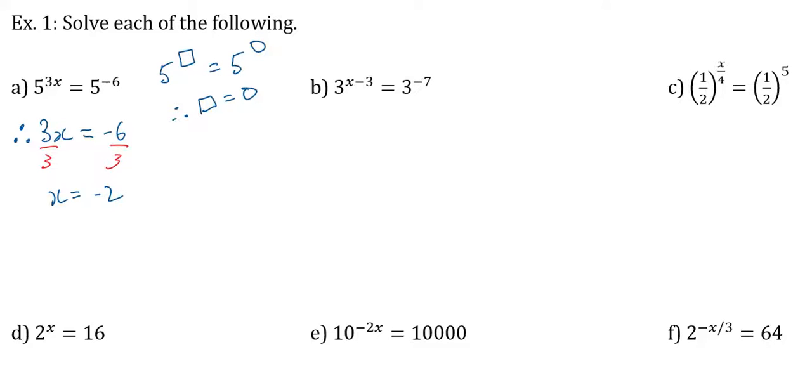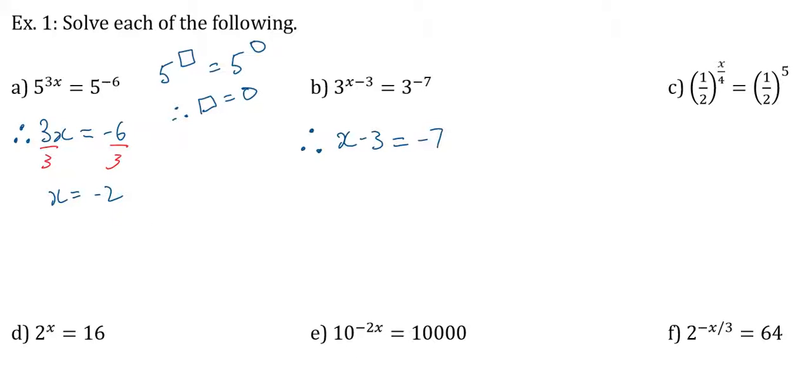So now I've got a binomial in the exponent, but it doesn't matter what's in the exponent. It's 3 to the something equals 3 to the something. So therefore, x minus 3 has to equal -7. The fact that the exponent's negative, the fact that it's a binomial, none of that matters. You're looking at the base.